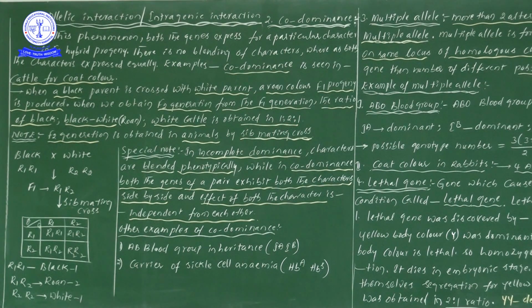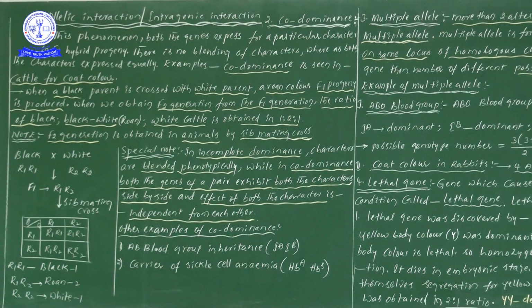One important note we have written, listen there. In the F2 generation, the combination of F1 and F1 self crossing, we will obtain F2. In animals, the F2 generation is obtained by a sib mating cross, meaning the crossing between siblings. The offsprings must have a single parent. From one parent, suppose 4 offsprings have come, then the mating is between these 4 offsprings.